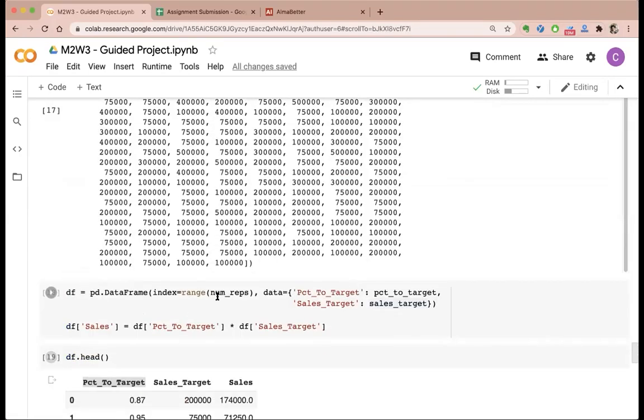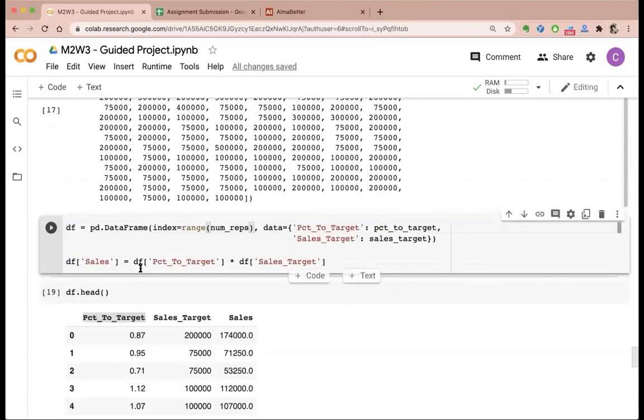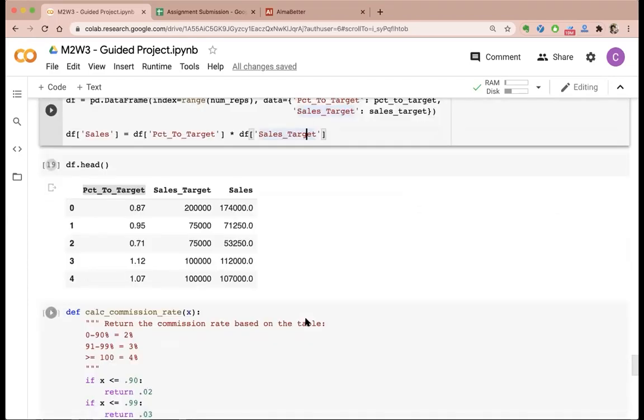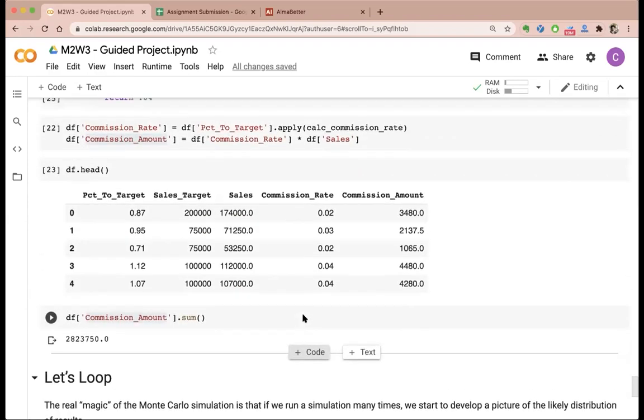Straightforward. So here what we have done, we have constructed a data frame. You can paste this line of code to calculate the data frame. Then df sales: you just have to write this product, percentage to target into sales target, you'll get sales. And then calculate the commission. Very straightforward calculations.